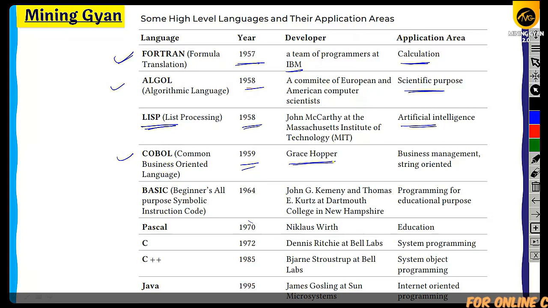Grace Hopper is the developer of COBOL, and its application area is business management oriented. So COBOL belongs to the commercial type of programming language.